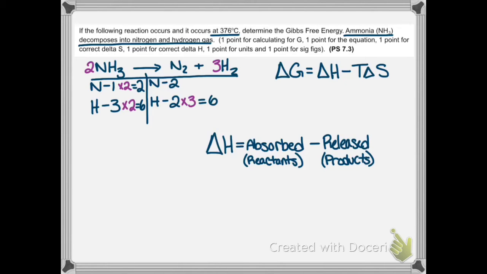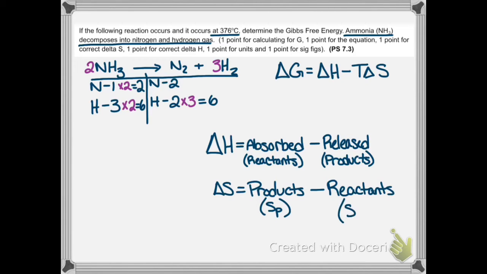Now our delta S value is a little bit different. For our delta S value, we are going to take our products this time and label those the S of the products, or SP, just for future reference. And we're going to subtract our products minus our reactants. So we're taking our reactants and subtracting them from the products this time, opposite of our delta H value. We're also going to label that one SR for the reactants' entropy value.